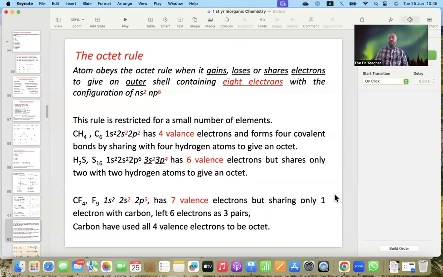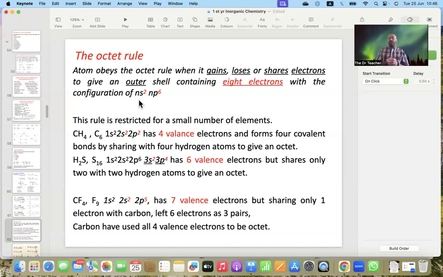So now we come to the octet rule. Atoms obey the octet rule when they gain, lose, or share electrons to give an outer shell containing 8 electrons, with the configuration of s2p6. So this is the octet rule for the simple or smallest molecules.